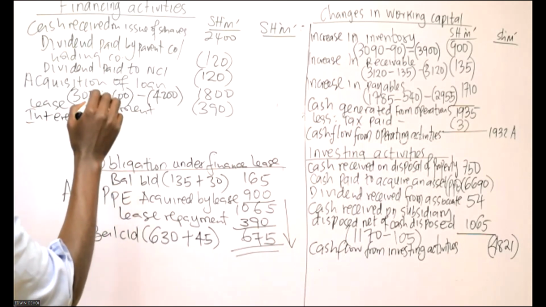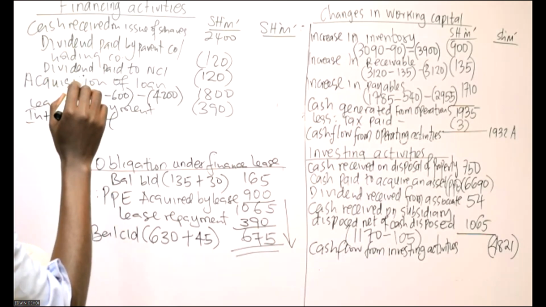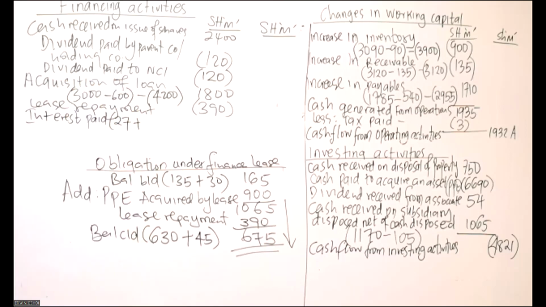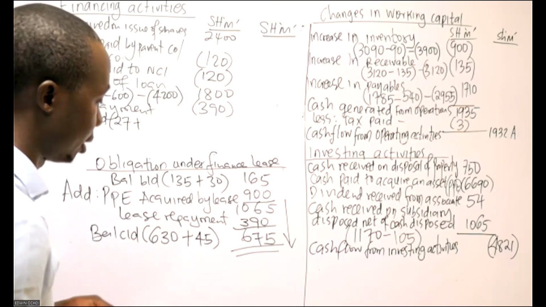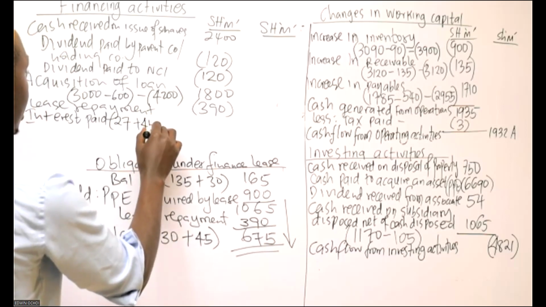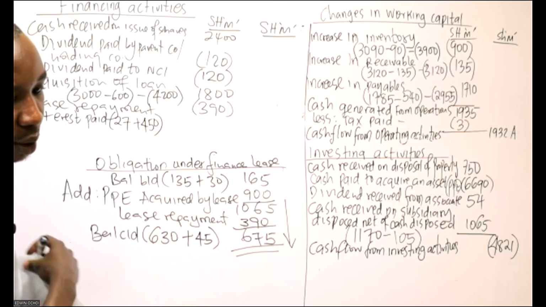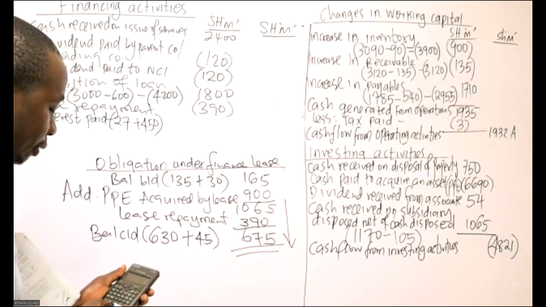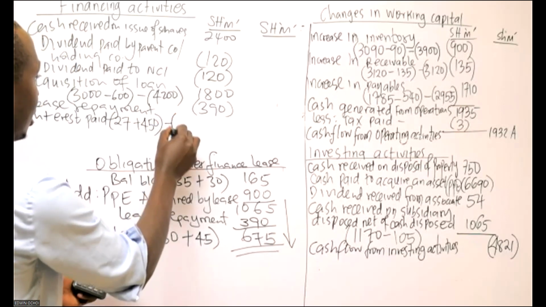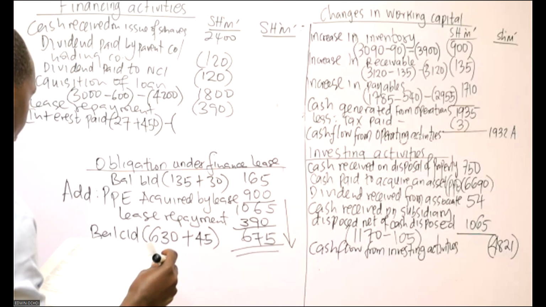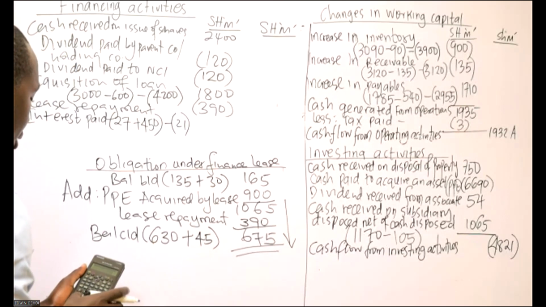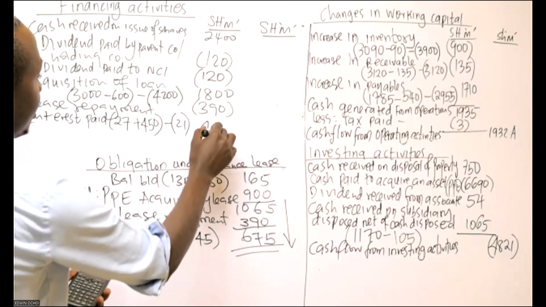So interest, as at the start of the year, that is, as at 2016, they were supposed to pay an interest of 27, plus the one from the income statement. The finance cost is an interest of 450. So meaning that by this time they are supposed to pay an interest of 27 plus 450, 477. But at the end, as at 2017, they are supposed to pay just 21. So meaning that they have paid what? They have already paid an interest of 456.